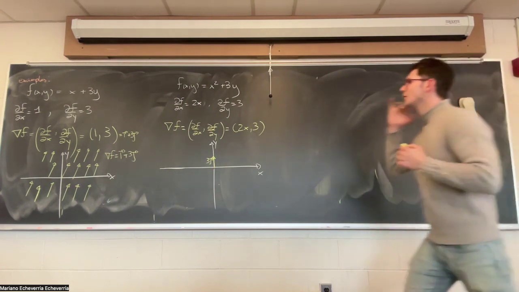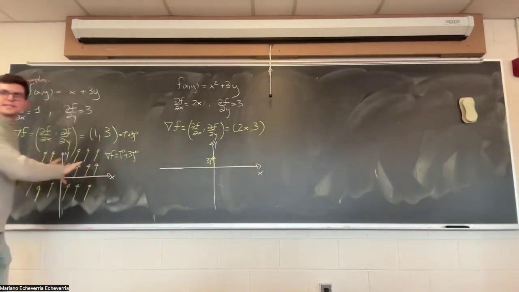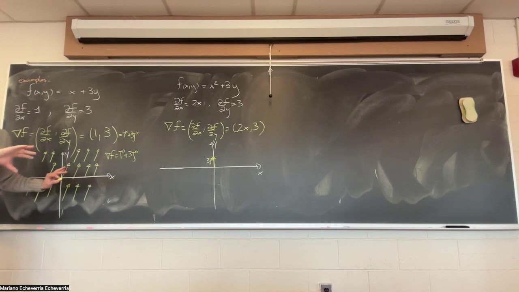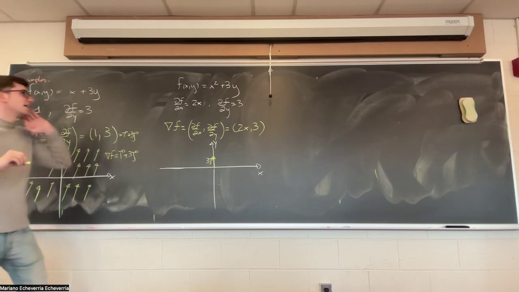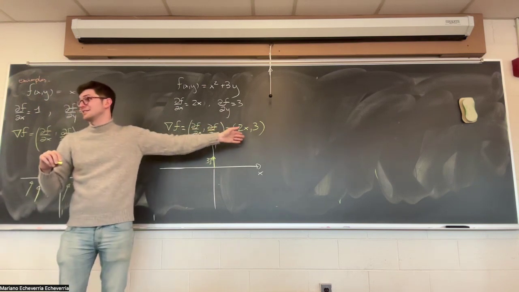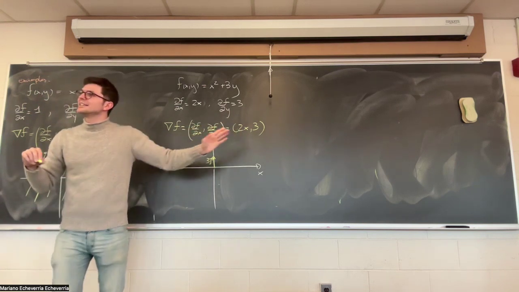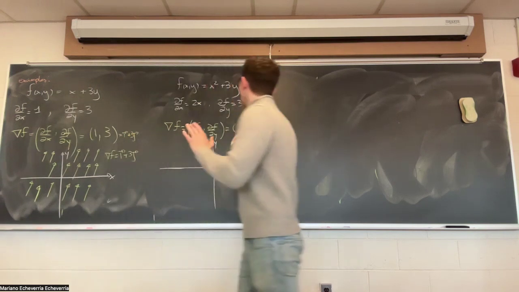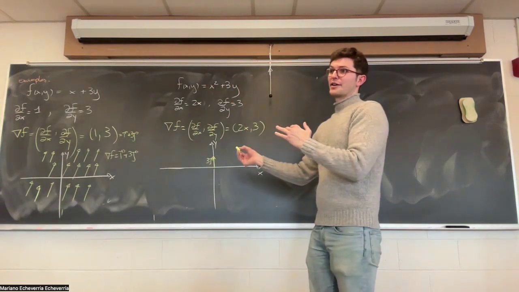But now, before, I just made copies of the same vector all over the plane. The thing is that now that's not such a smart thing to do, because now the formula for the gradient depends on the values of x. So the idea is that you want to evaluate this at different points to obtain different vectors.